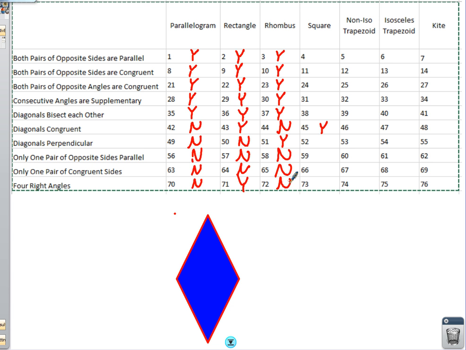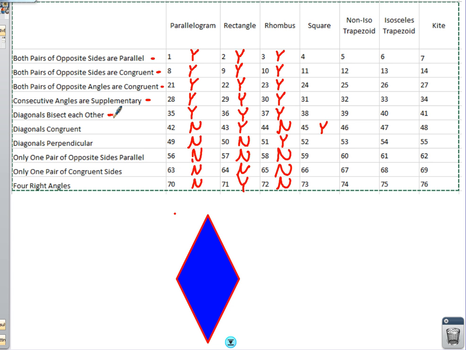Something to point out, guys. Both pairs of opposite sides parallel. This one, both pairs of opposite sides congruent. Both pairs of opposite angles congruent. Consecutive angles supplementary. Diagonals bisect each other. Somebody tell me something special about those 5 characteristics.